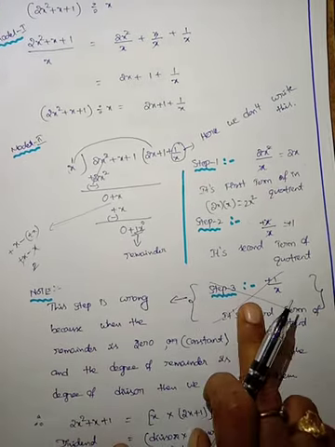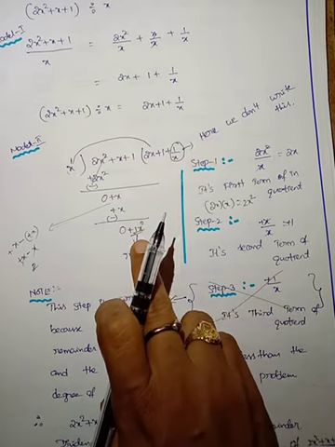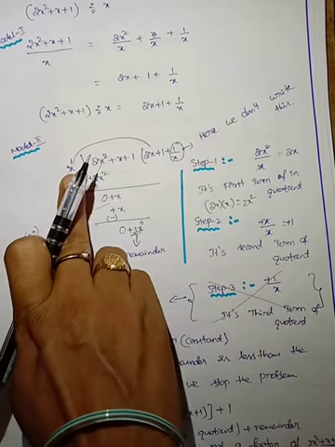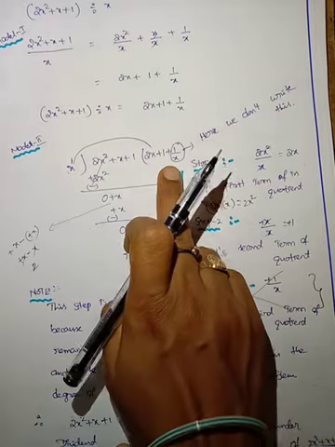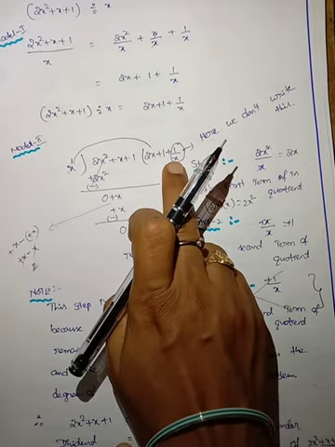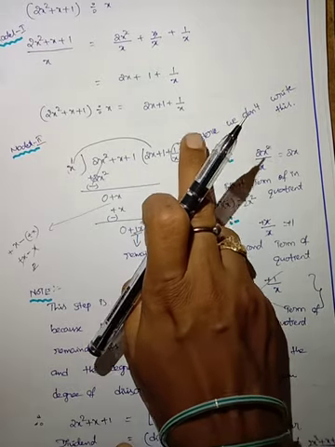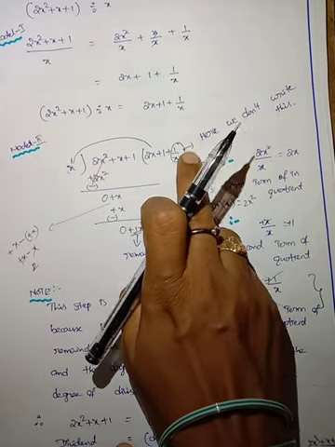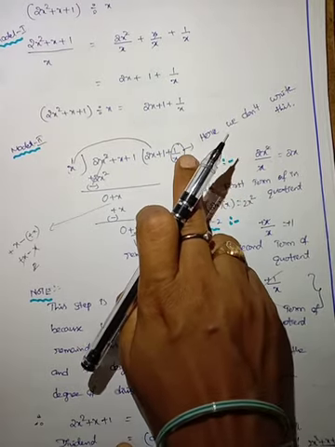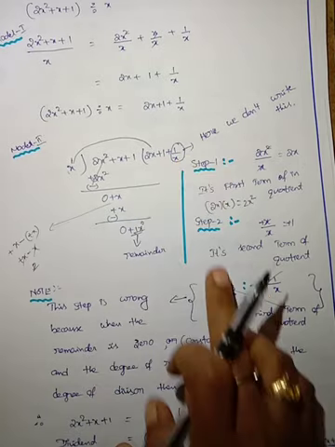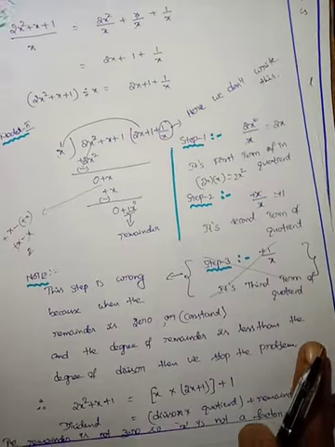Don't write the third term, because the degree of the remainder is less than the degree of the divisor. Here in the quotient, one student is writing the third term, but this is not correct. Don't write the third term. Does everyone understand?